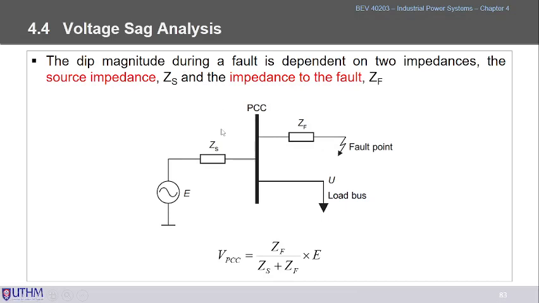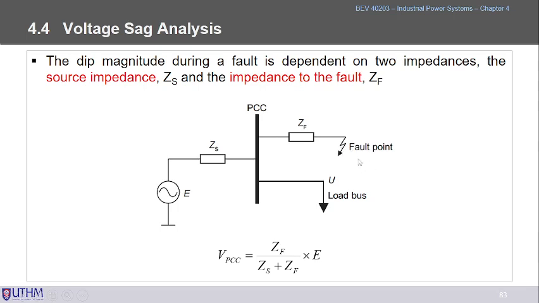Okay, how to calculate? It's very simple to calculate the voltage sag. You have the incoming supply here, so you have the impedance from the source. The ZS is the impedance of the source. You have the PCC, point of common coupling, and then you drag a cable or relate the cable to the load here, and suddenly you will have the faults.